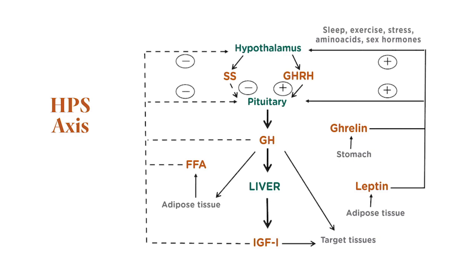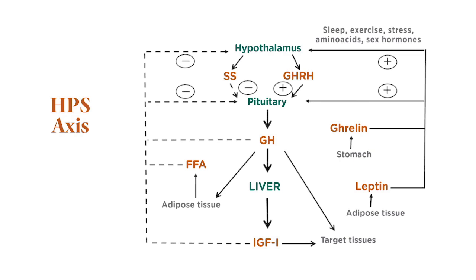The hypothalamus responds to many physiological stimulators, for example, exercise, nutrition, or sleep, or inhibitors, for example, free fatty acids, with the secretion of either growth hormone-releasing hormone, GHRH, or somatocrinin, or growth hormone-inhibiting hormone, or GHIH, or somatostatin, which in turn stimulate the pituitary to secrete growth hormone, or GH.